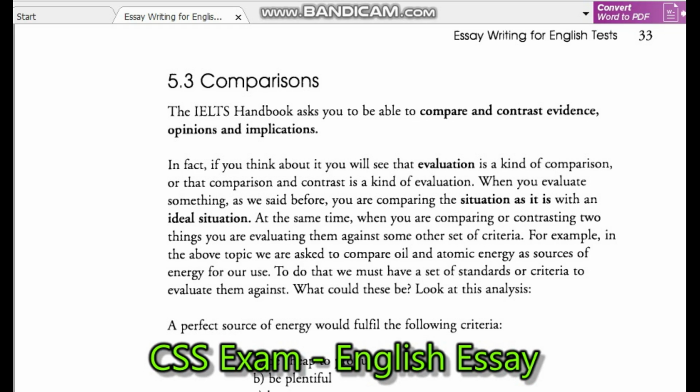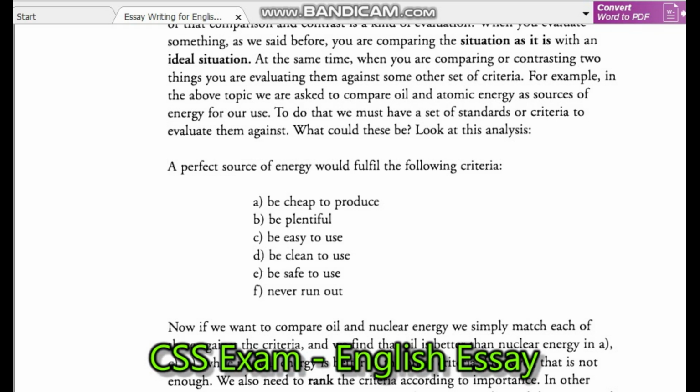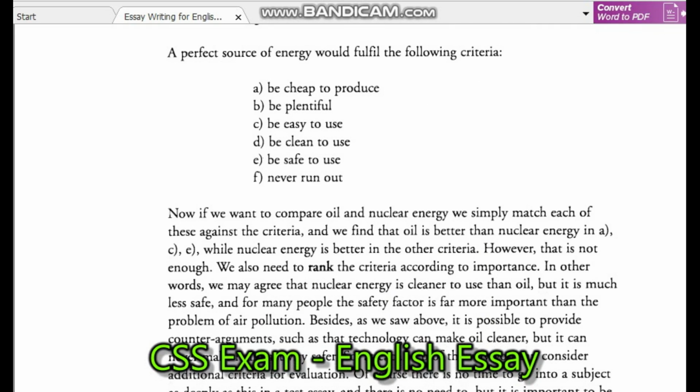A perfect source of energy would fulfill the following criteria. A. Be cheap to produce. B. Be plentiful. C. Be easy to use. D. Be clean to use. E. Be safe to use. F. Never run out. Now, if we want to compare oil and nuclear energy, we simply match each of these against the criteria, and we find that oil is better than nuclear energy in A, C, E, while nuclear energy is better in the other criteria.